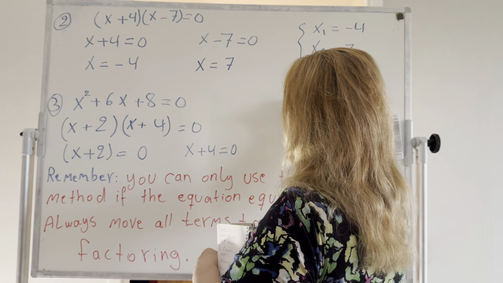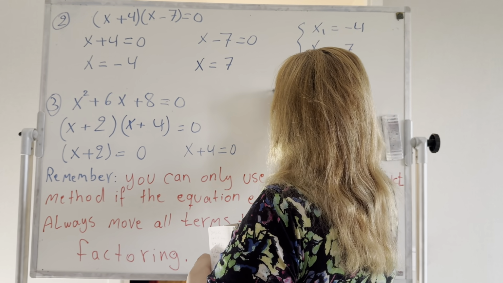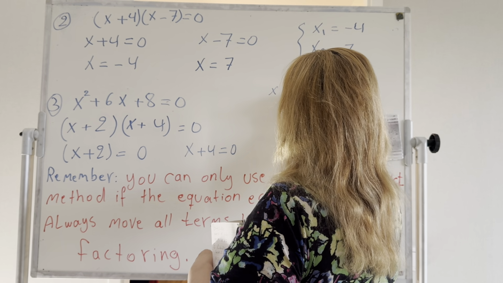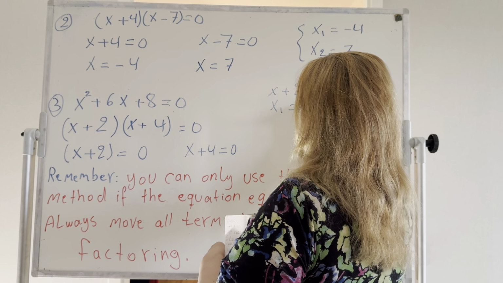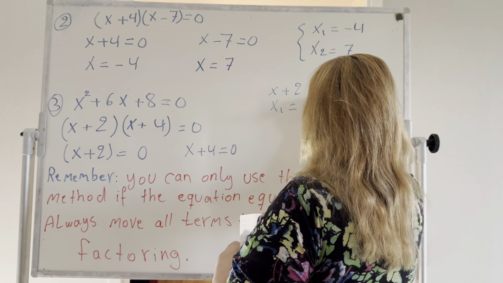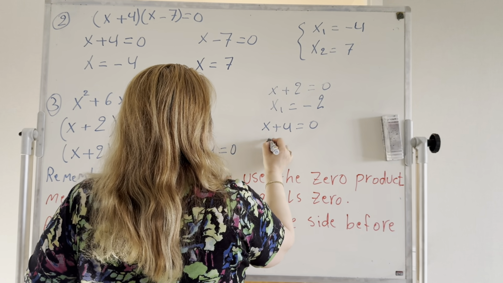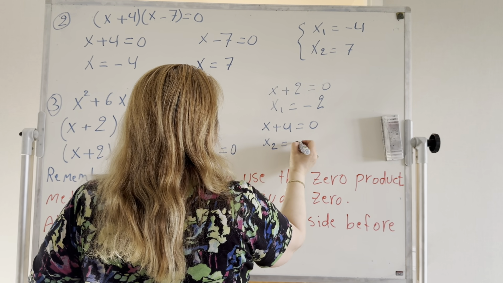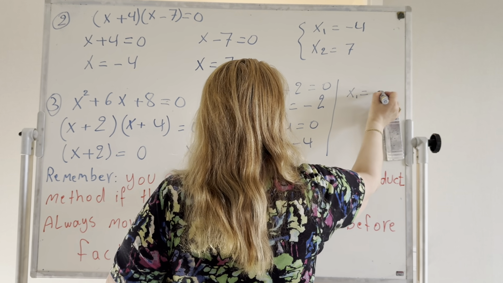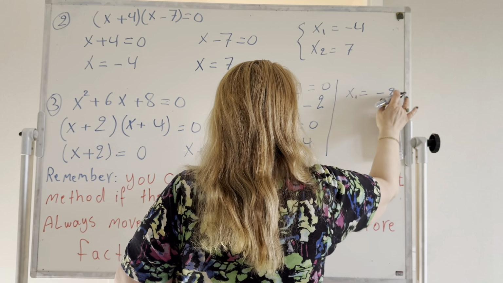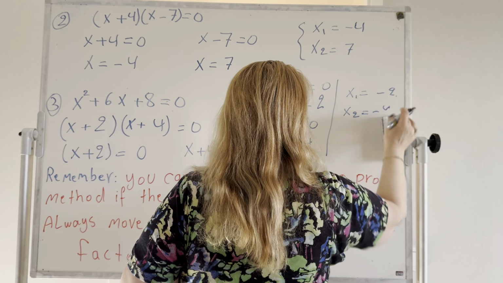And the solution: x plus 2 equals 0, x1 equals minus 2; x plus 4 equals 0, x2 equals minus 4. So x1 equals minus 2 and x2 equals minus 4.